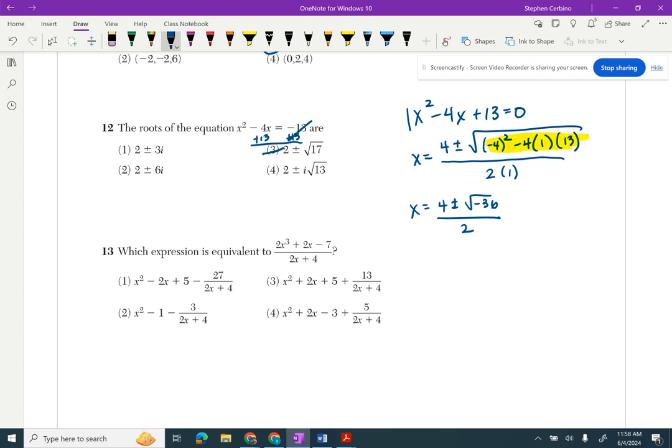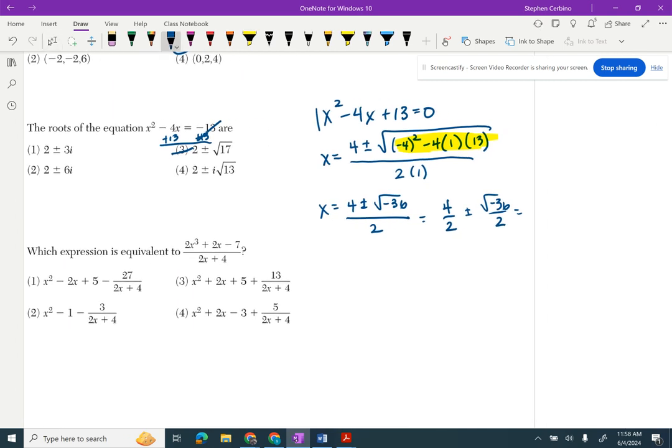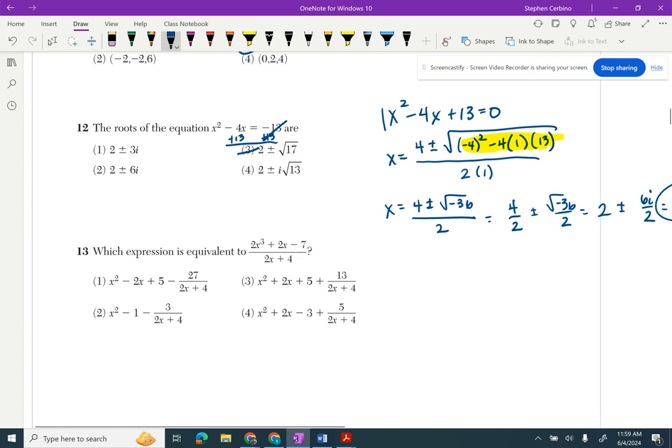Now, to determine which one is the right answer, I'm going to separate into 2 fractions. I'm going to share the 2 to both the 4 and the square root of negative 36. Now, the square root of negative 36 is a perfect square, so the square root of 36 is 6, so the square root of negative 36 is 6i. Notice 4 over 2 becomes 2, and then I can simplify this even further to get just 3i. So your answer is choice 1.